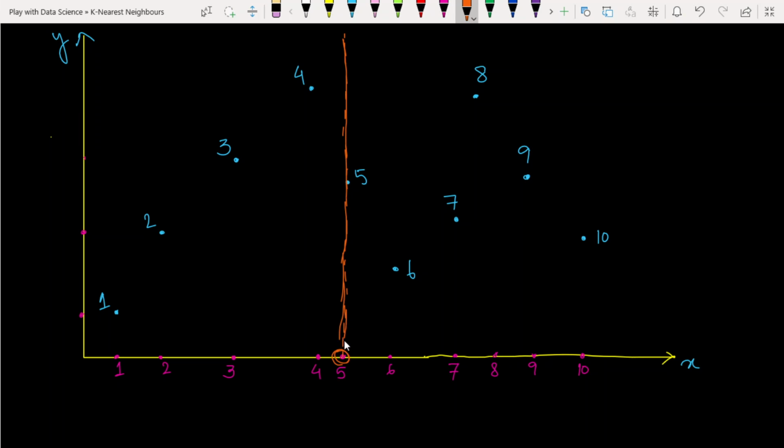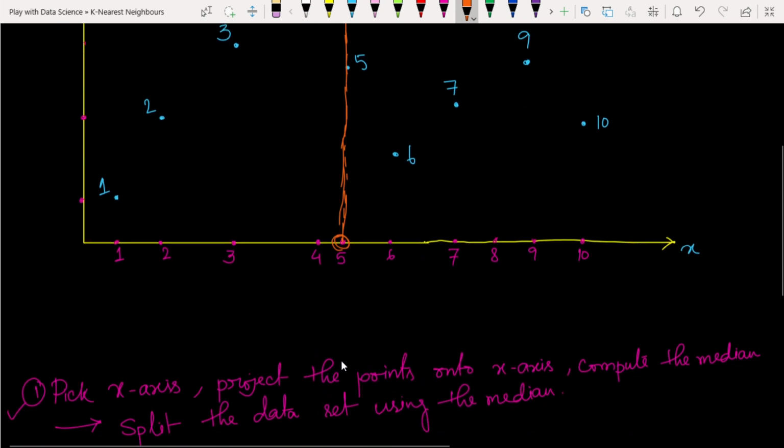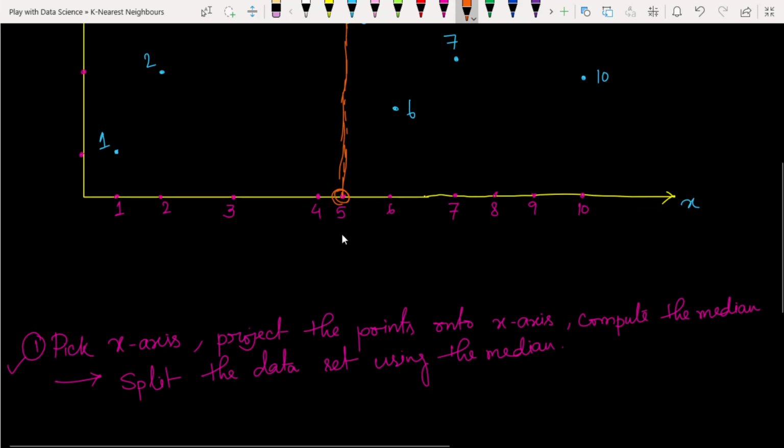This is the first splitting we have to make. Let's take this point as x1.